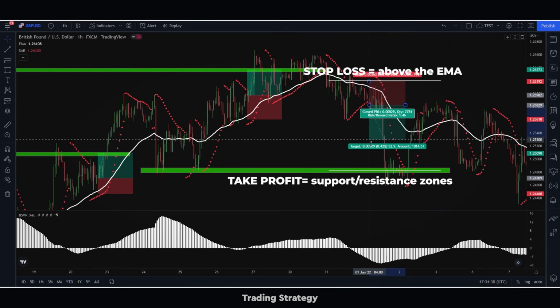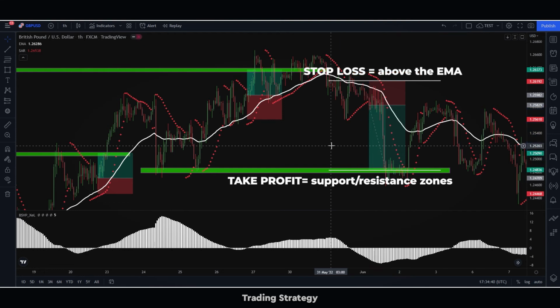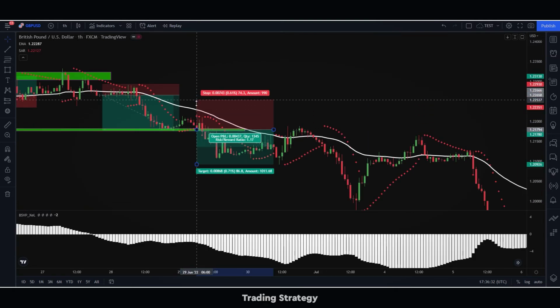Something important to mention is that if we have a signal just after the pressure volume passes the 0 line, this signal will be stronger. Let's look at some more examples.